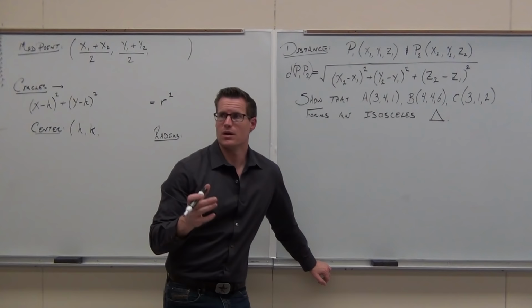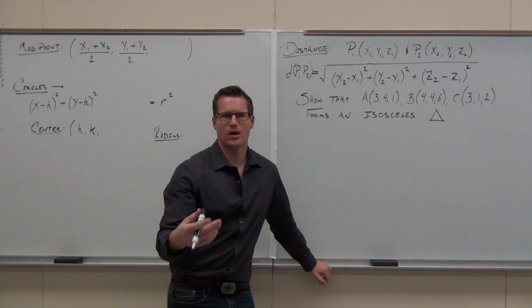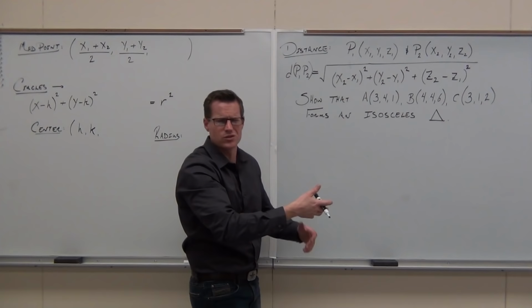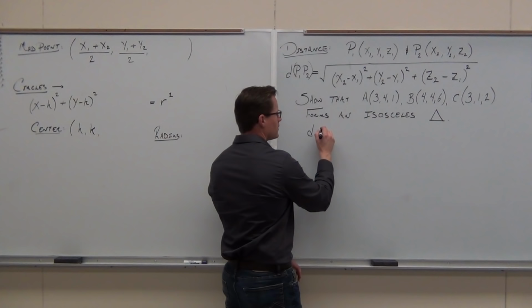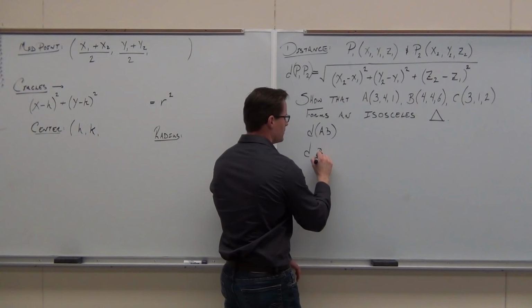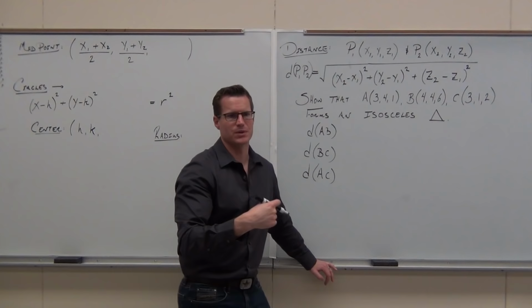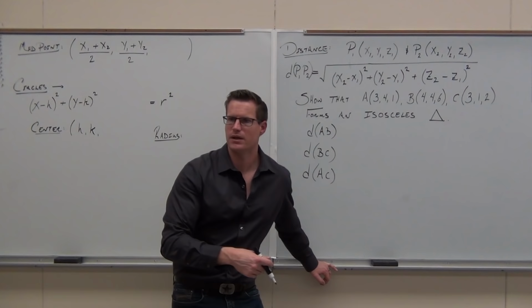So the idea behind doing problems like this is to try to think back to the geometric aspect of it, and do the distance formula, do the midpoint formula, do what it takes to compare these sides. So if we found the distance from A to B, the distance from B to C, and the distance from A to C, that would represent the three sides of our triangle. Can you guys do that? Could you find the distance between A and B, and A and C, and B and C?